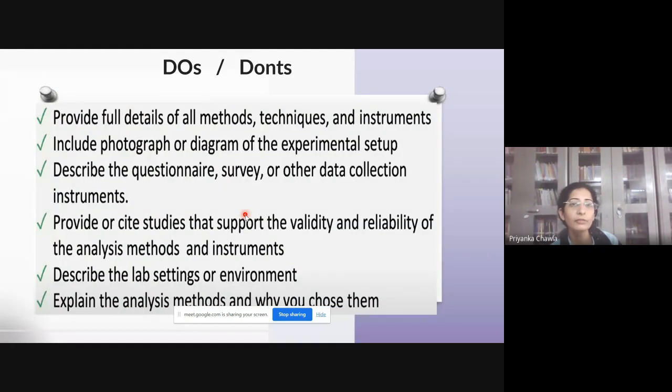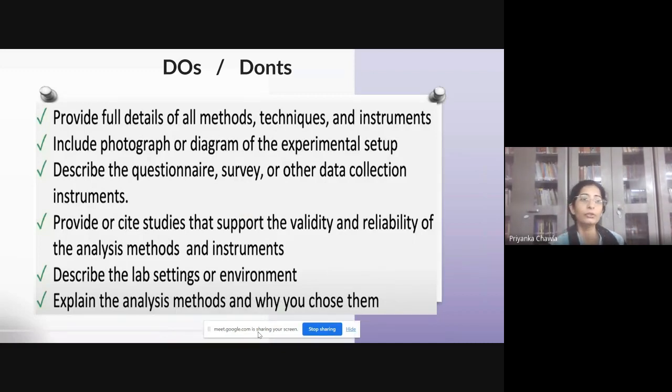For methods, we have some do's and don'ts. What are the do's and don'ts over here? You should provide full details of the methods while writing in the research paper, what techniques, what instruments you have used. You should include photographs. Instead of photographs or diagrams, it is better to come up with infographics. These days, there is a great demand for infographics. You should describe your questionnaire survey, where you have collected data, how many questionnaires were collected, and which survey technique you have used in your study.